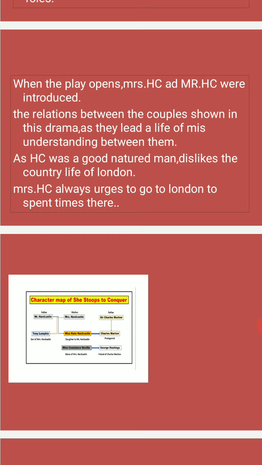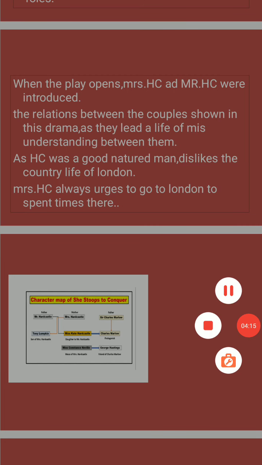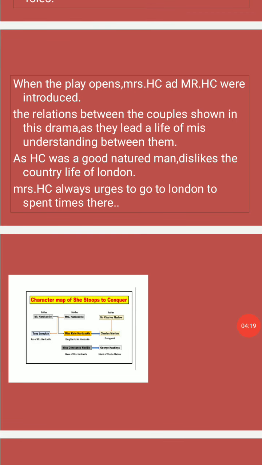Mrs. Hardcastle and Mr. Hardcastle are introduced. The relation between the couple is shown in this drama as a life of misunderstanding between them. As I already told you, Hardcastle was a good-natured man who dislikes London. But Mrs. Hardcastle always urged to go to London to spend time there. Why? Because she was totally opposite to Mr. Hardcastle.